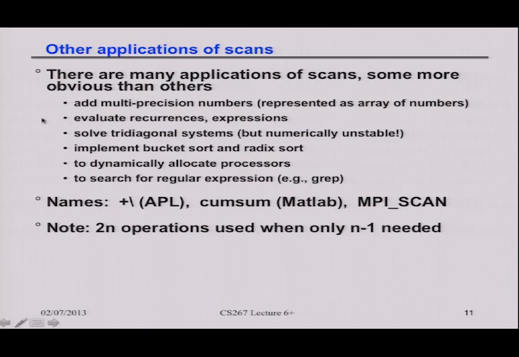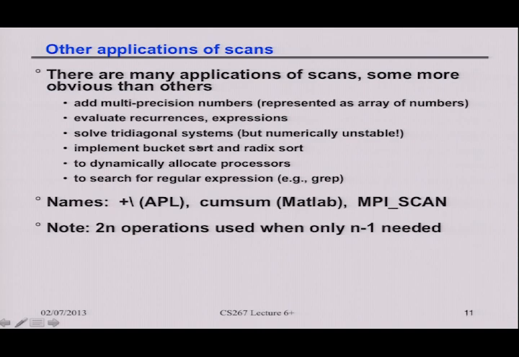Okay. So let me just say that there are a lot of other applications of this parallel prefix operation. And scan, since it's been invented many times, people make up different names. So scan is just a synonym for parallel prefix. So I could add multi-precision numbers in just the same way, where I have a long array. I can evaluate recurrences and expressions, solve tridiagonal systems, all of these different ones. I'll just do a few examples. And it has different names in languages that go back decades, like APL. It's called +/. It's called cumsum in MATLAB. And the subroutine in MPI, which I'll talk about next time, is called MPI scan.